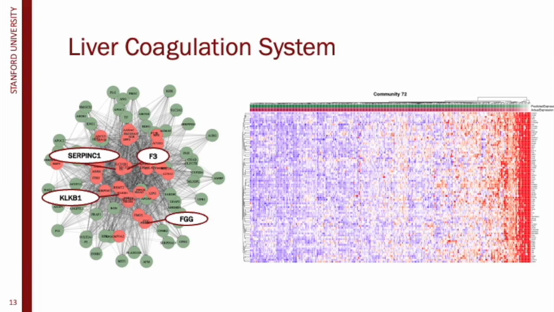F3 is a coagulation factor, SERPINC1 regulates the blood coagulation cascade, FGG is a component of fibrinogen, the most abundant protein in blood clots, kallikrein B1 is responsible for activation of blood coagulation. The heat map on the right shows the strong co-expression pattern of the liver coagulation module.